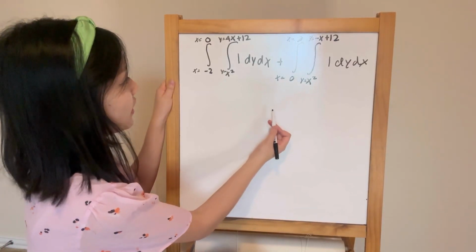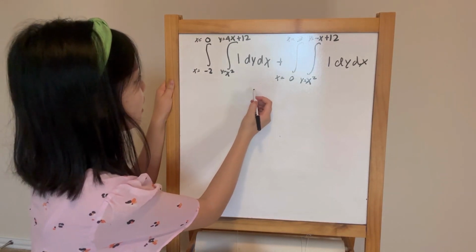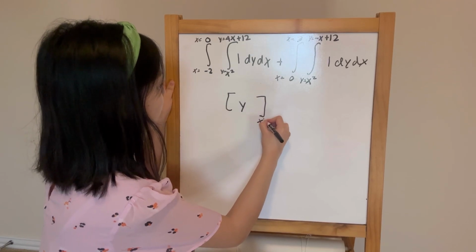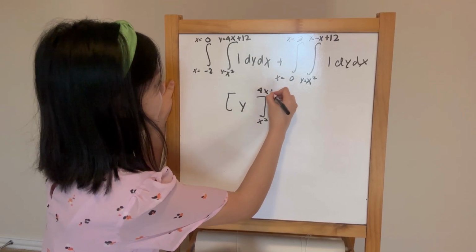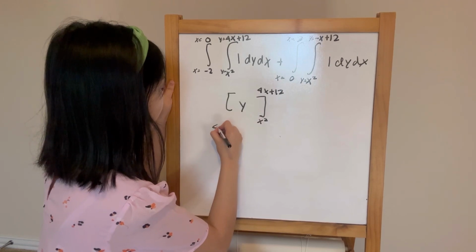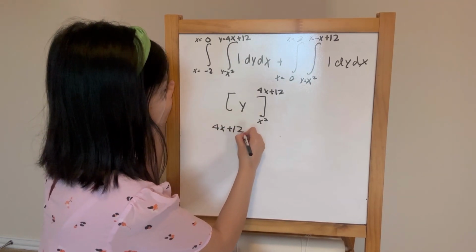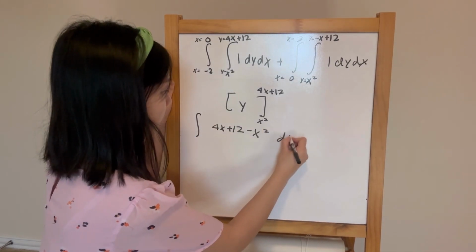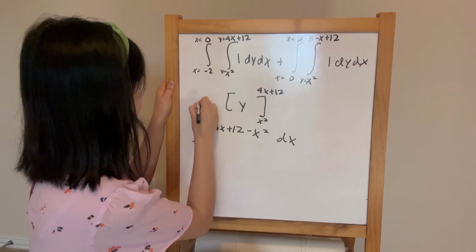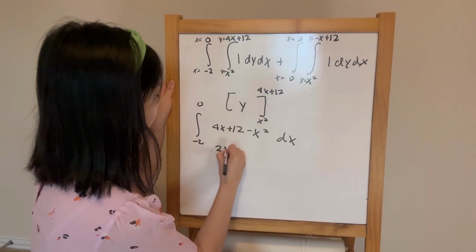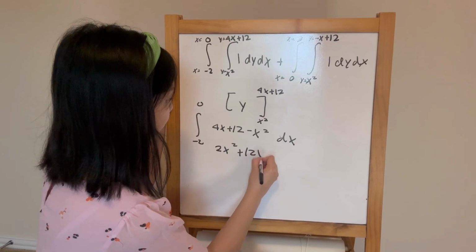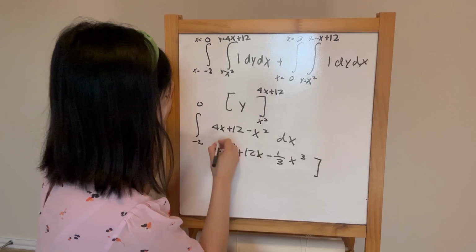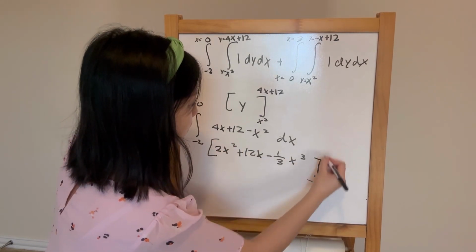So we have these two integrals. I'm going to evaluate the first one first. So the integral of dy, that's going to be y. Evaluate that from x squared to 4x plus 12. That's going to be 4x plus 12 minus x squared. And we're going to integrate dx from negative 2 to 0. So that's going to be 2x squared plus 12x minus 1/3 x cubed, and I'm going to evaluate that from negative 2 to 0.